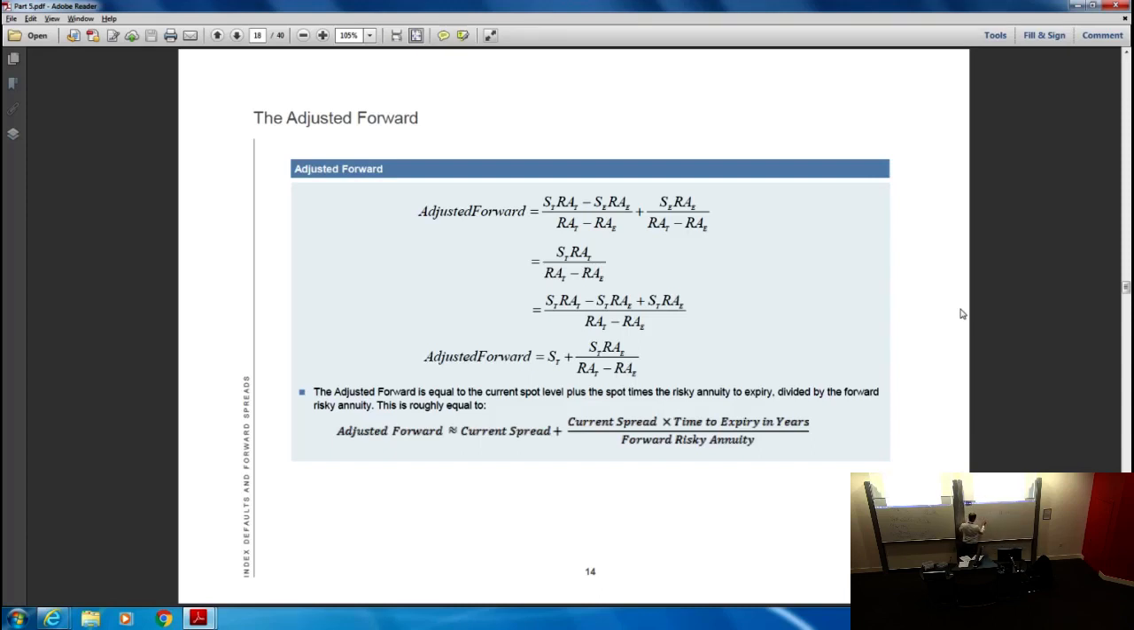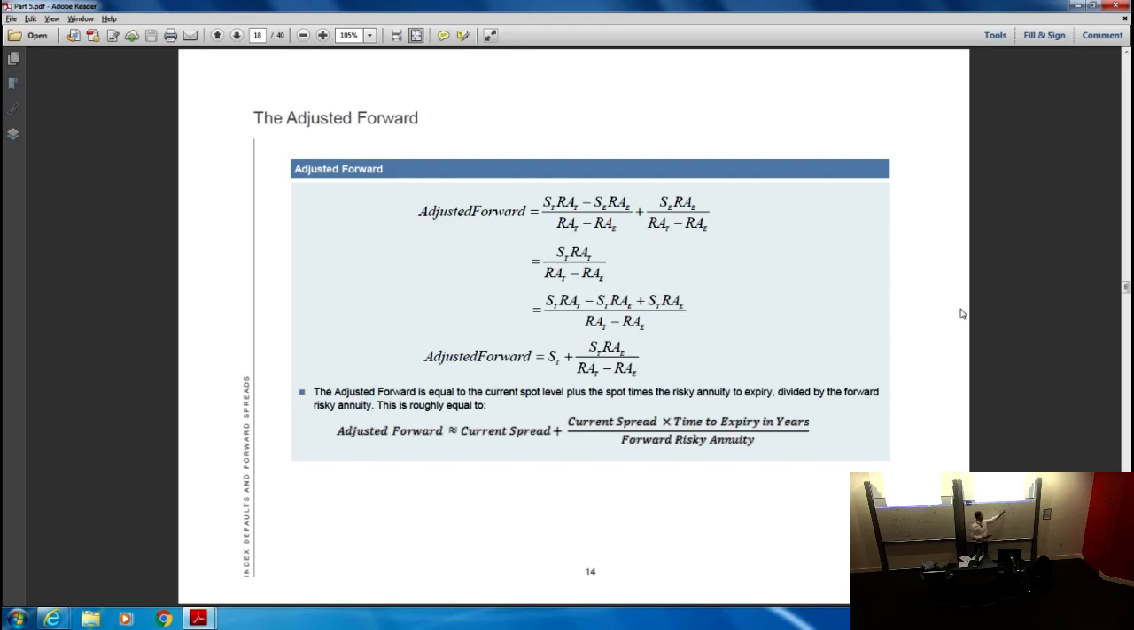We can then say that is equal to the spread on the contract plus the spread on the contract times this risky annuity t. Because it's like 3 months or 1 month, the risky annuity over there is basically going to be just the time to expiry. Okay, so that's going to be equal to effectively the carry of the contract.